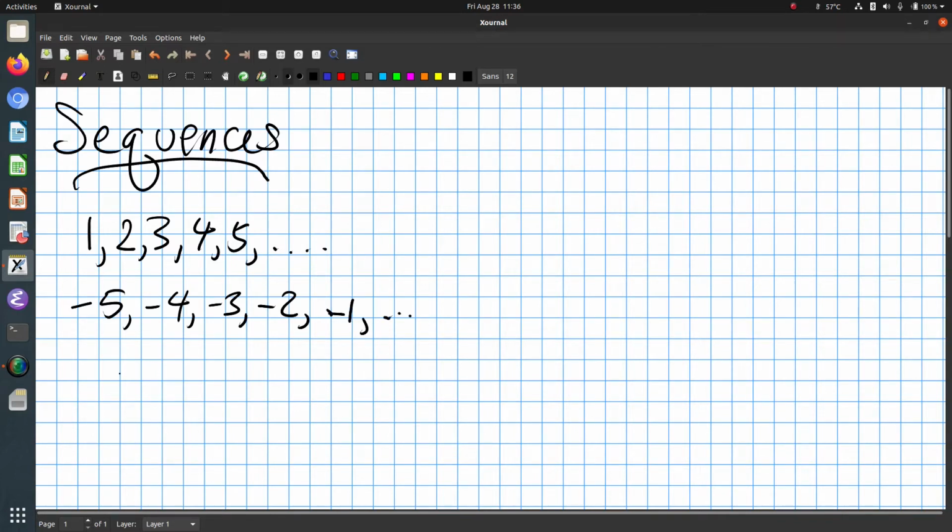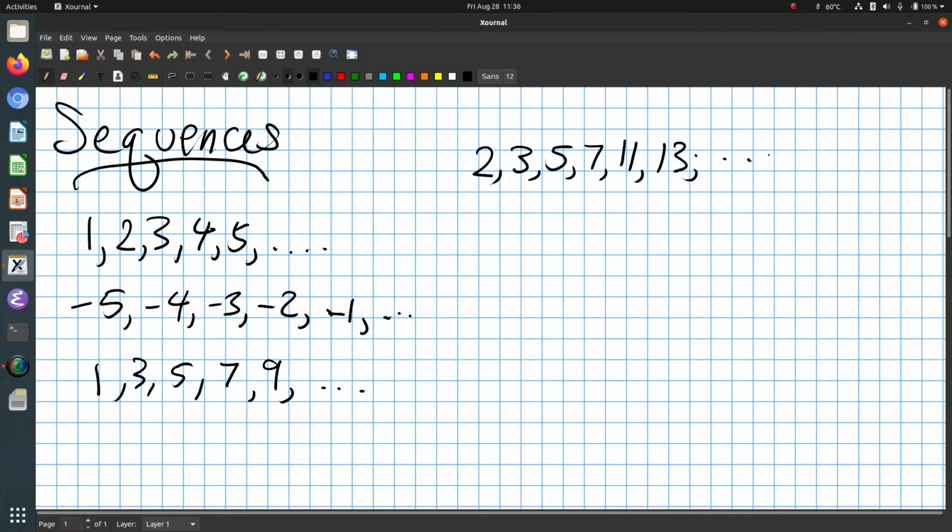You could take a sequence of odd integers, 1, 3, 5, 7, 9, and so on, sure, or even some primes. Prime 2, 3, 5, 7, 11, 13, and so on. Or even you could take the sequence of digits that happen in a particular number. So like for instance, you could take the number 1/3. That sequence is kind of boring. 3, 3, 3, 3, 3, and so on.